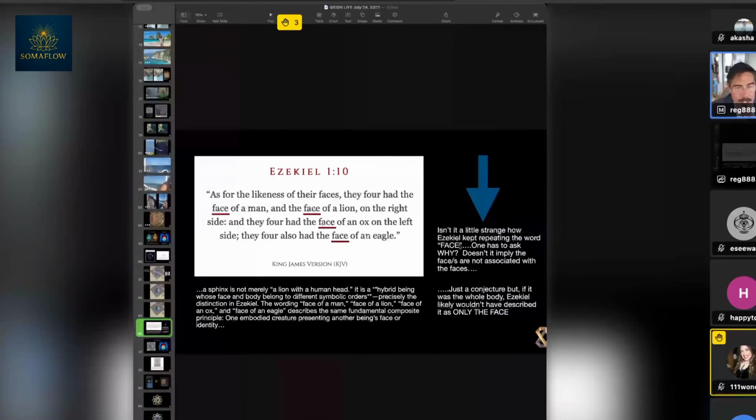Isn't it a little strange how Ezekiel kept repeating the word face? One has to ask why. Doesn't it imply the faces are not associated with their bodies necessarily? Just a conjecture, but if it was the whole body, Ezekiel likely wouldn't have described it only as the face.